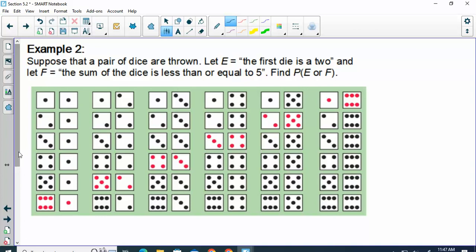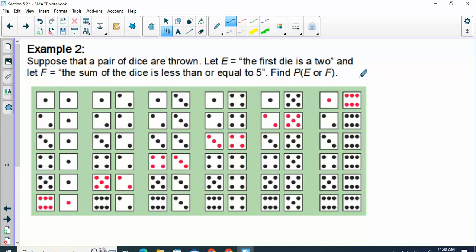Why not? Some would be, like it could be a 2. Okay. Could I have a 2 on the first one and have 2 dice that add up to less than 5? Yes. So they are not mutually exclusive. So we have to use our general addition rule.